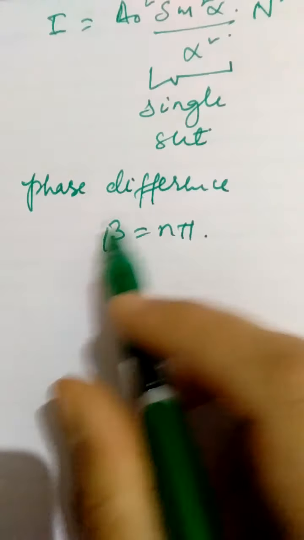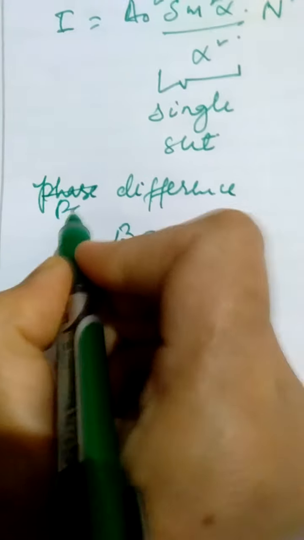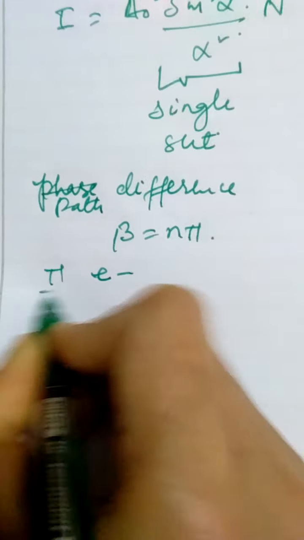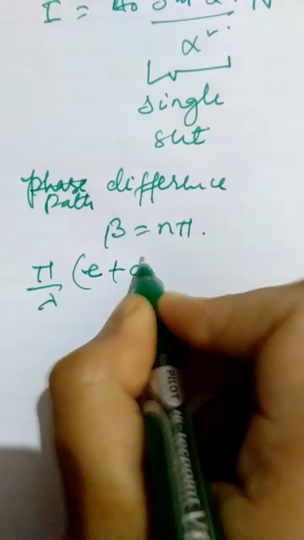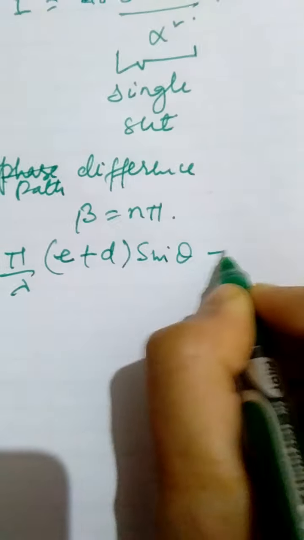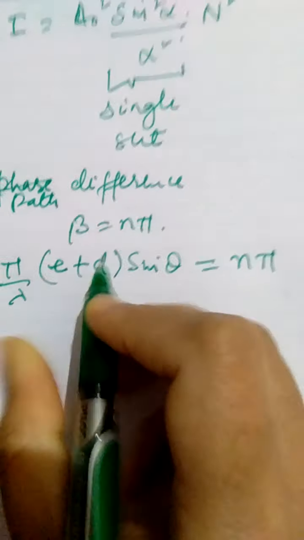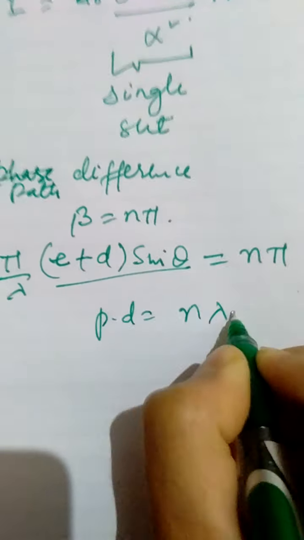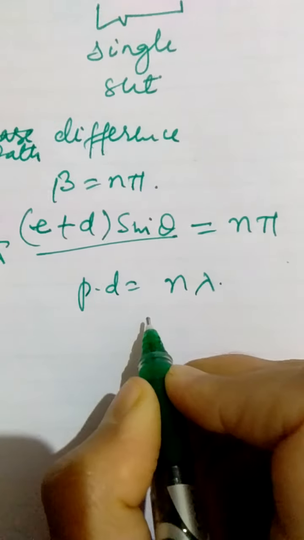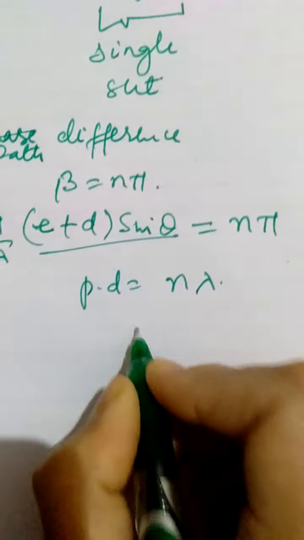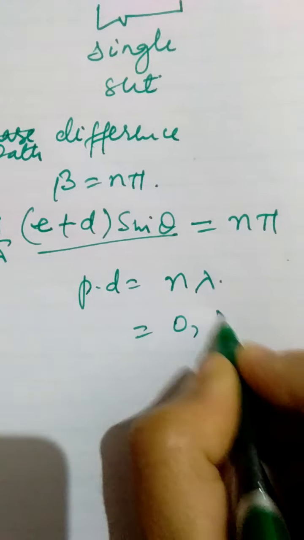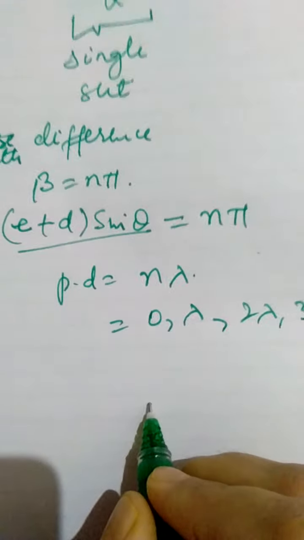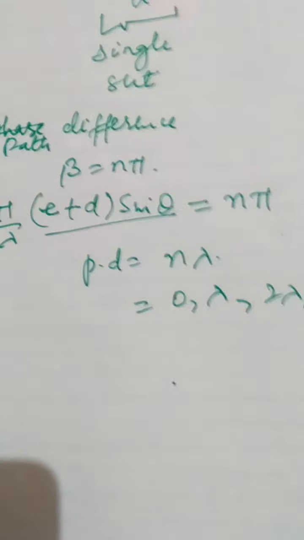Now, let us find what is the corresponding path difference rather. So, β was equal to π by λ times (e plus d) sin θ, and you put that equal to nπ. π and π go. This path difference is equal to nλ. So when the path difference between the subsequent waves is 0, λ, 2λ, you are going to obtain maxima. Now let us see what is the condition for minima.